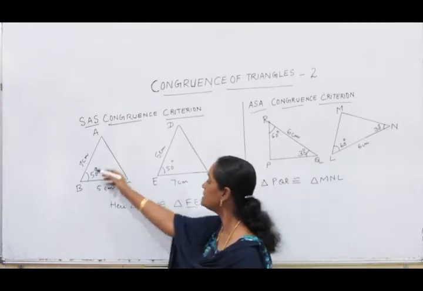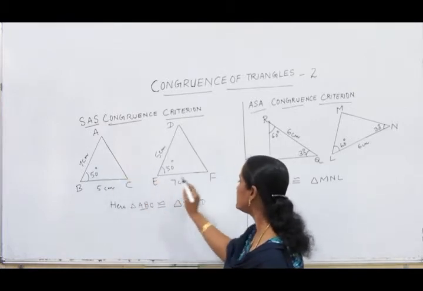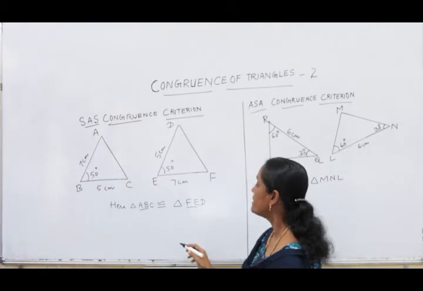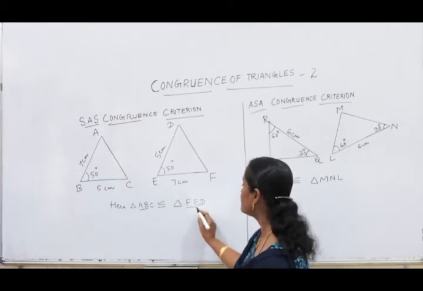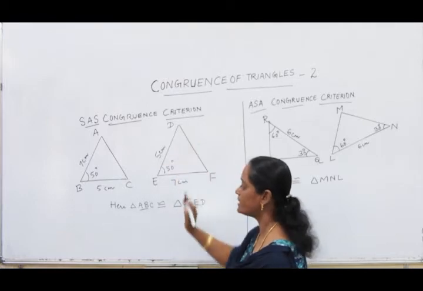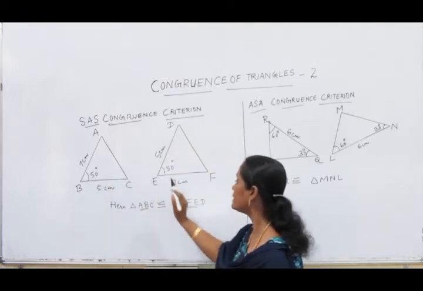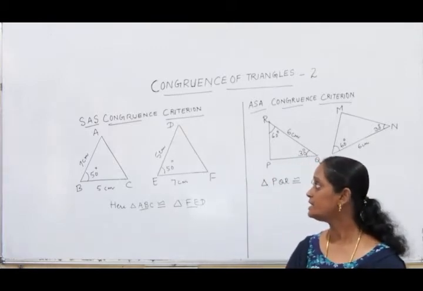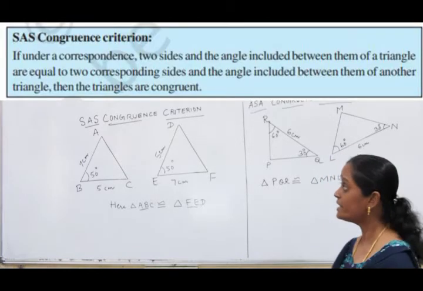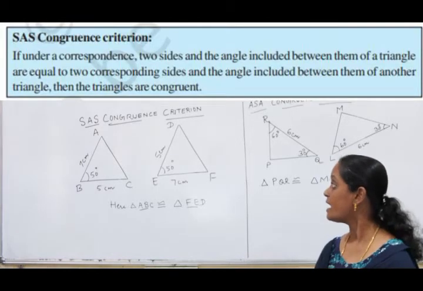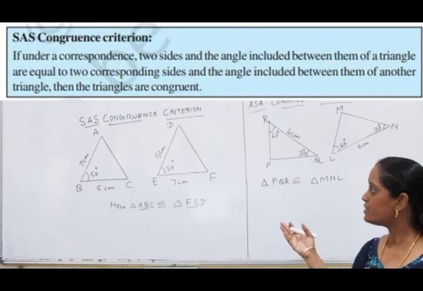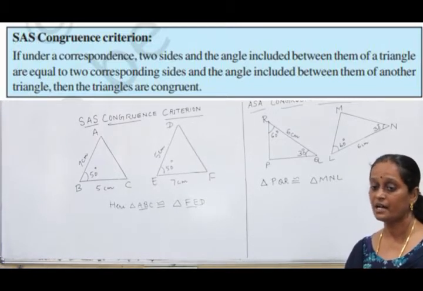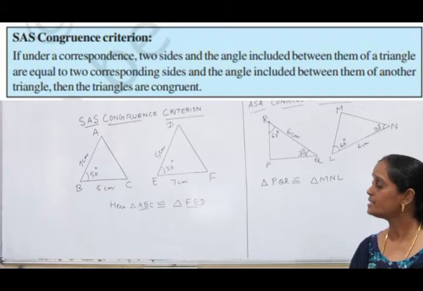Here you can see AB is equal to FE. AB is 7 cm, FE is 7 cm, and next BC is 5 cm, and here DE is 5 cm. DE or ED is 5 cm, and angle B is 50 degree, which is equal to angle E. So this one is another criteria for congruence of triangle, that is SAS congruence criteria. So under a given correspondence, if two sides and the included angle of one triangle are equal to the two sides and the included angle of another triangle, then the two triangles are congruent under the criteria SAS congruence criterion.